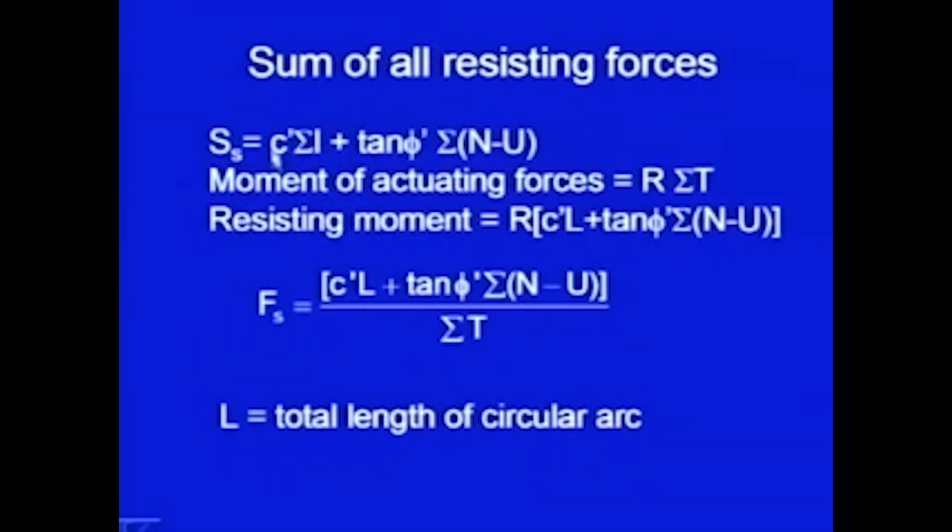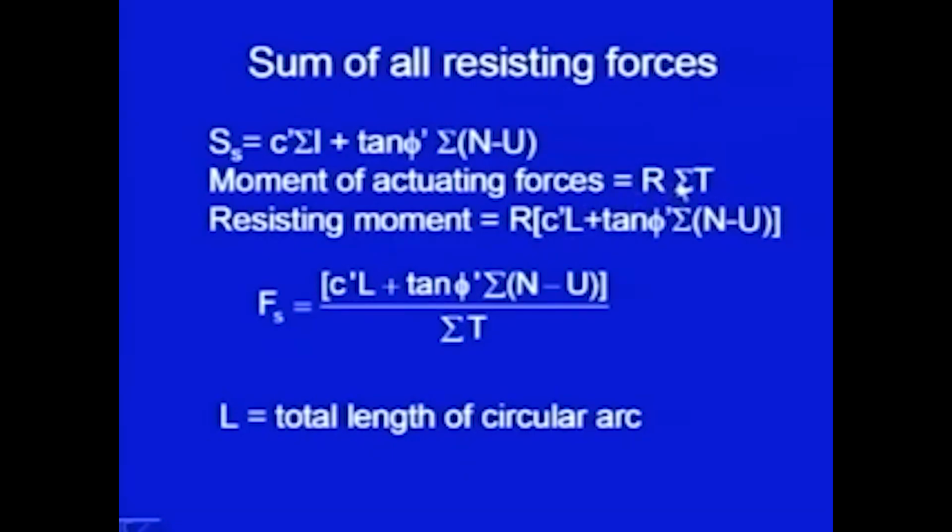Now, when you take the sum of all the resisting forces, S will be C dash summation of l plus tan phi dash summation of (n minus u). C dash is a constant term and tan phi dash is also constant. Here we had assumed that the soil is homogeneous. The moment of actuating forces will be R into summation T. We have already discussed T is the actuating component.